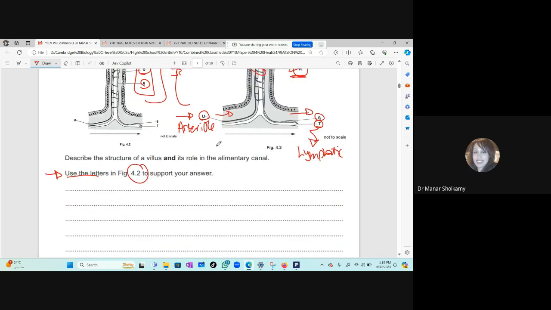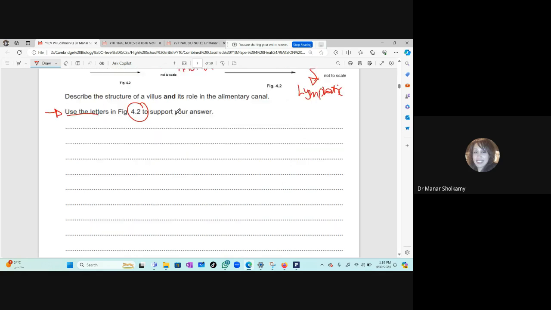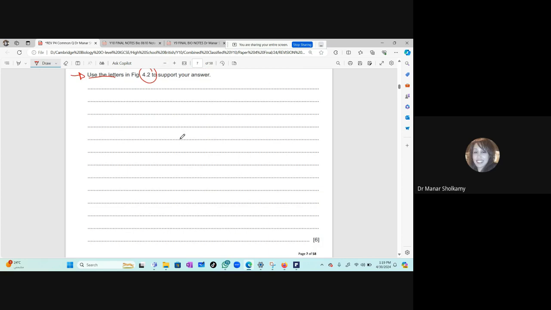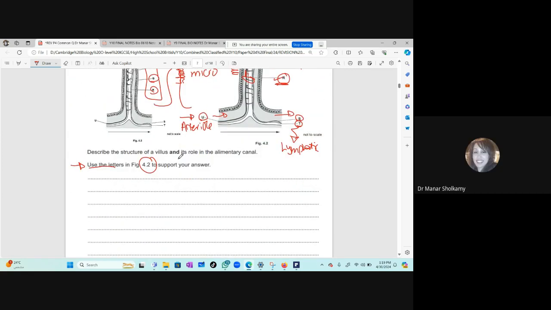Use the letters. Now tell me, what is the structure of the villus, what is its role and how is it adapted? This is very common. 6 marks. One cell thick, thin walls for a shorter distance. Yes, it is one cell thick for faster diffusion.